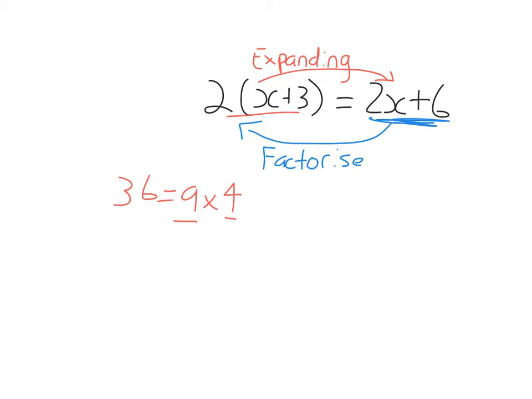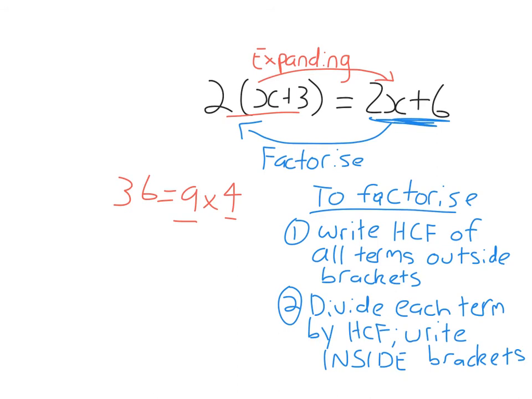So, how are we going to go about factorizing? We're just going to follow 2 easy steps to factorize an expression. You write the HCF, which means highest common factor, of all the terms outside the brackets, and then you divide each of the terms by that highest common factor, and you write the result in the brackets. So our example here, I'll just show you how if I started with 2x plus 6 and I factorize it, I'd get 2 outside of x plus 3.